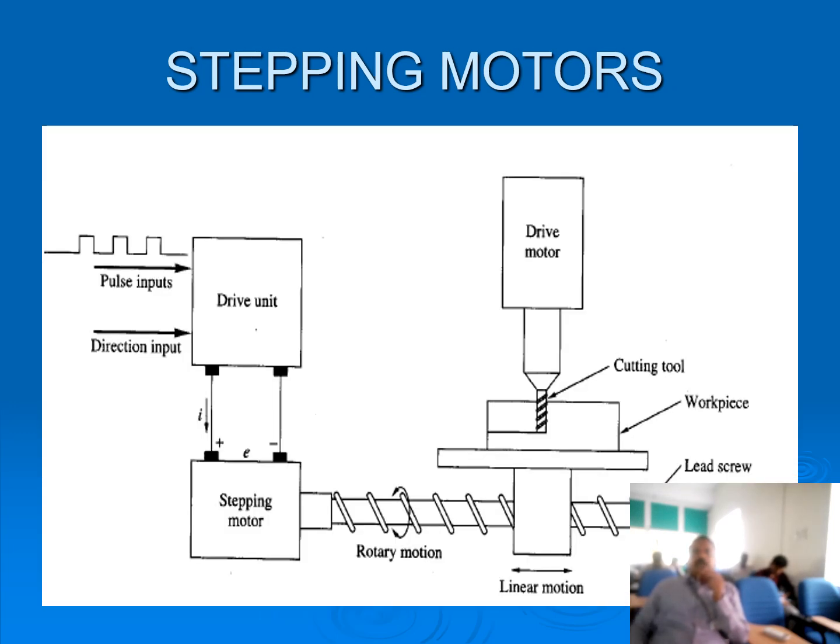Here you can see the outline of this stepper motor. For the motor to run, we need the electricity. Here you can see the pulse inputs and direction inputs are given. This drive unit decides what the rotary motion of the stepping motor should be, and this rotary motion is converted to linear motion using the lead screw. Therefore, the table can move front or back.